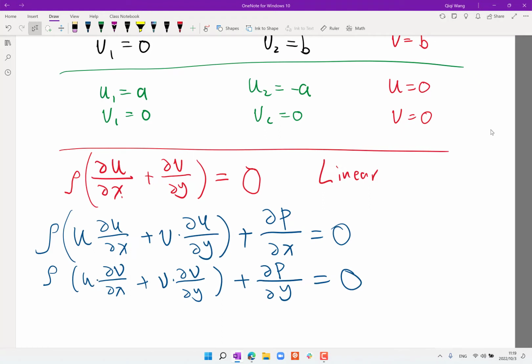Now, is that a linear equation or not? If I have two solutions, let's just focus on the first equation. If I have two solutions to the same equation, do they add up also satisfying the same equation? Yes or no?